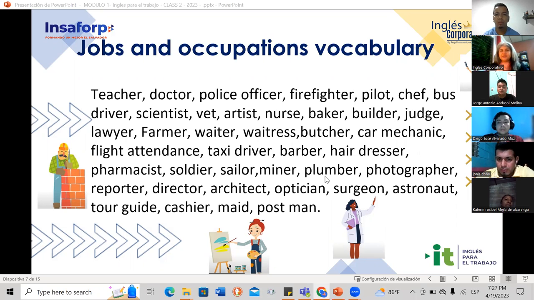Ok, no questions about these jobs and occupations vocabulary. Okay. Tomen nota del vocabulario que ustedes no saben para que vayan repasando cuando ustedes tengan tiempo y memorizando, ok. Más que todo el vocabulario hay que memorizar el spelling, cómo se escribe y cómo se pronuncia y el significado.